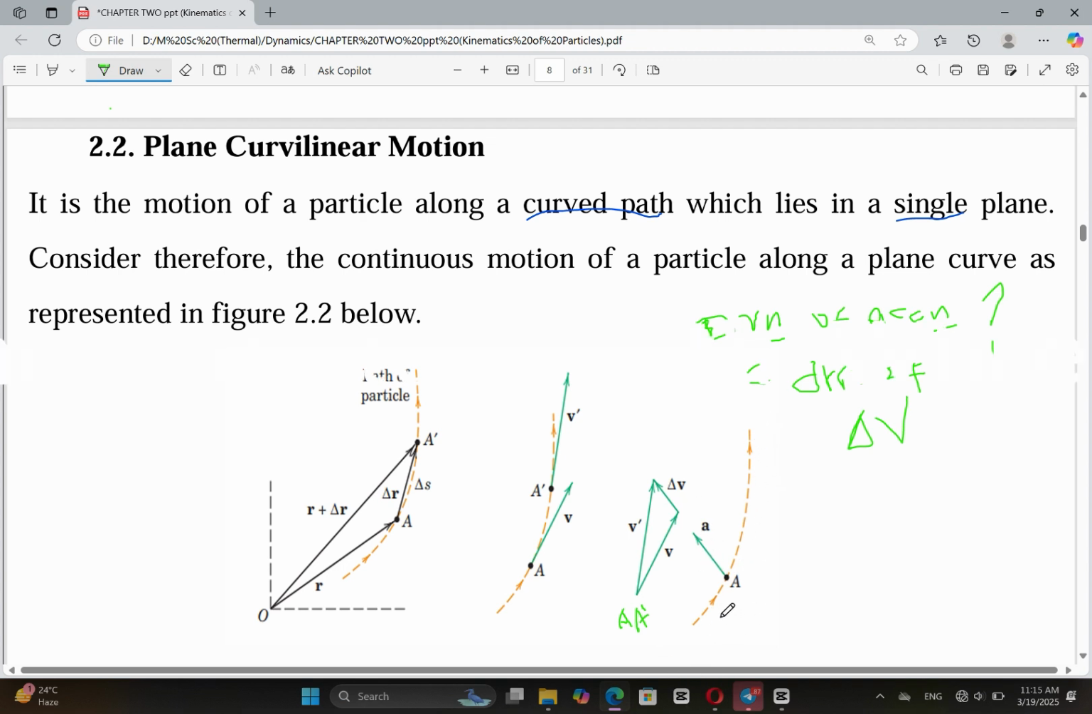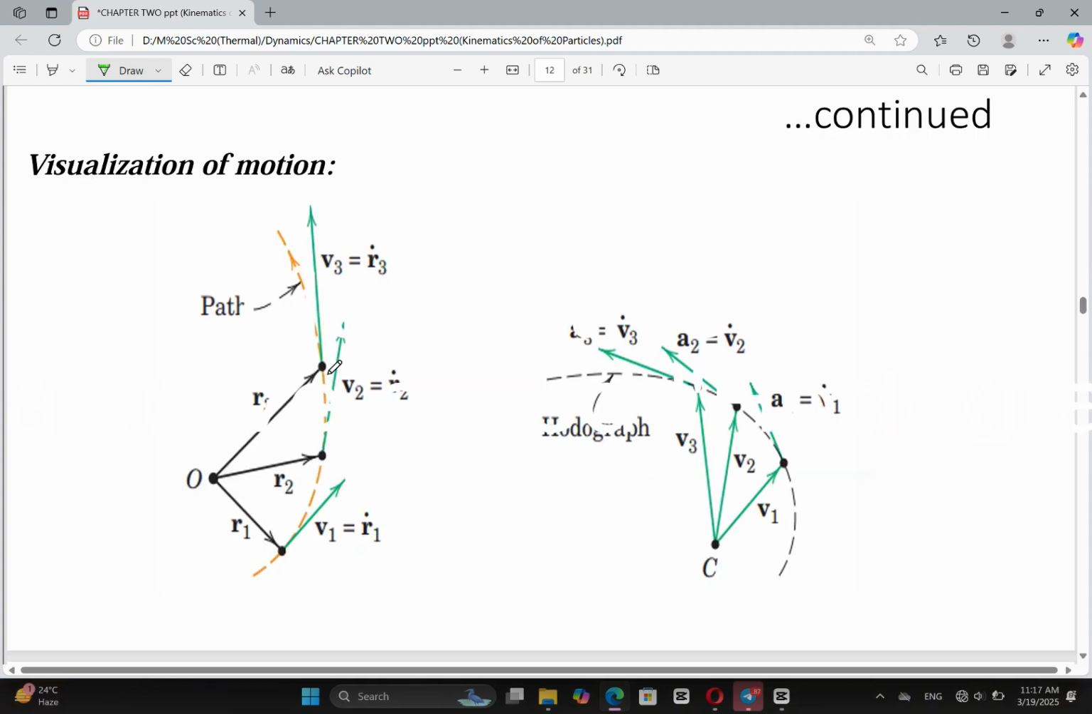Here, you see that the direction of velocities tends to the outside of the curvature path, while the direction of the acceleration tends to the inside of the curvature. Alternatively, you can visualize the direction of acceleration using a curve called hodograph. Let's see how the hodograph curve is formed.